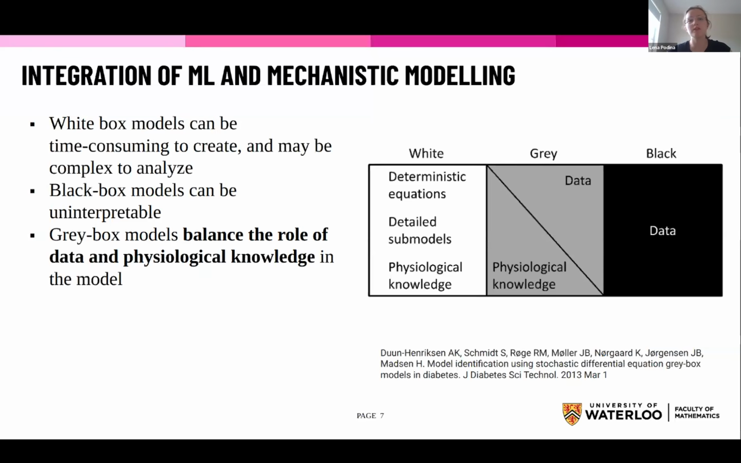So this brings us to an emerging research direction in biological modeling, which is the integration of ML and mechanistic modeling. White box models can be time consuming to create and can be fairly complex to analyze. But on the other hand, if you just have a black box model, such as a neural network, it can be fairly uninterpretable to understand what's going on. Gray box models balance the role of data and physiological knowledge within the model.